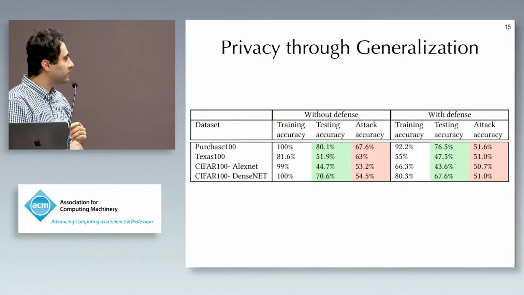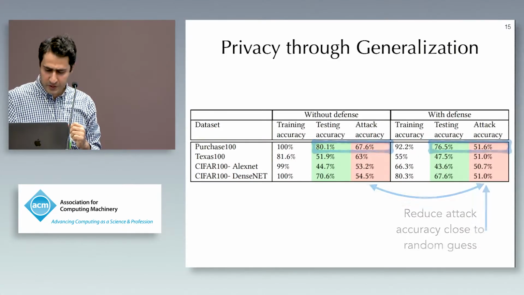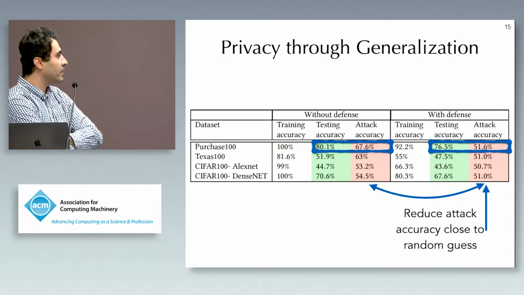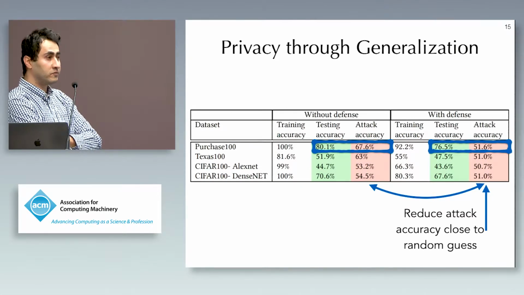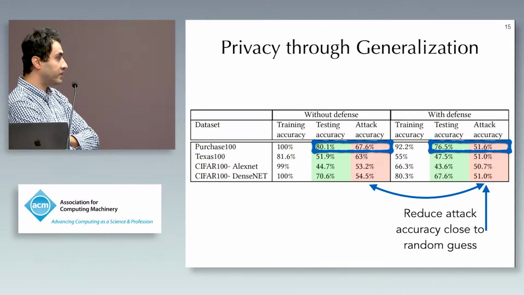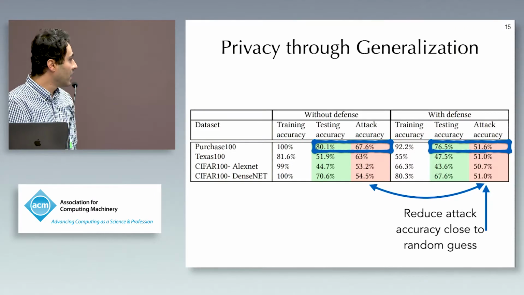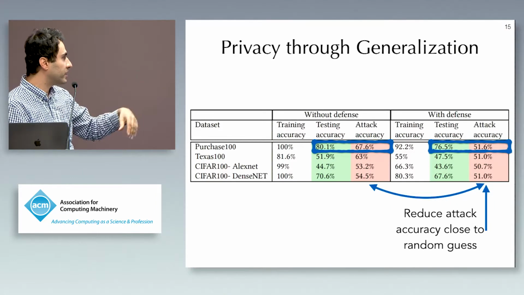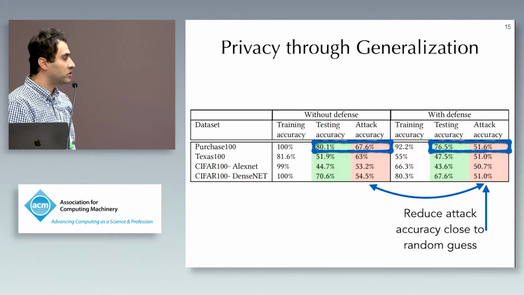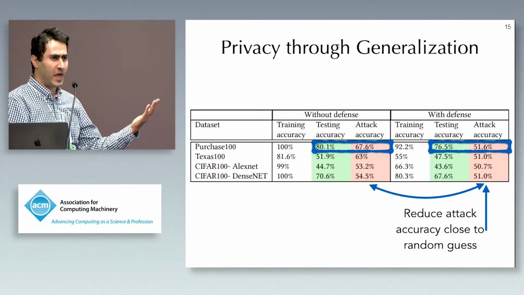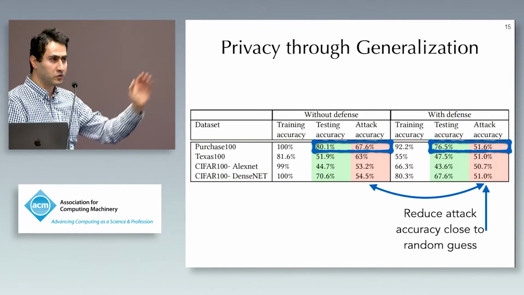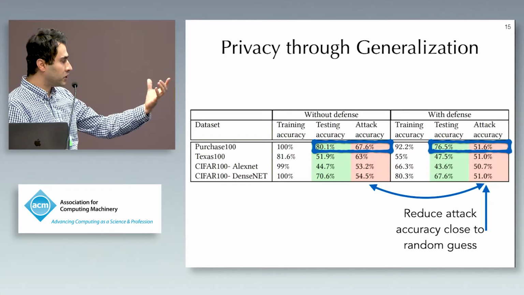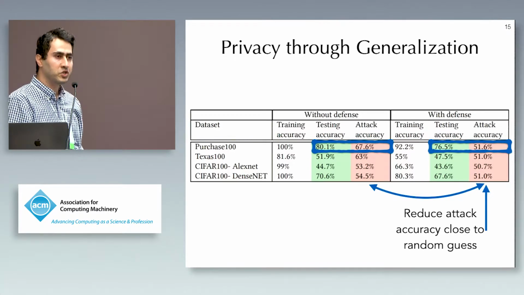All right, so let's look at some results. The first point here is that our model is able to provide membership privacy with very high degrees. For instance, for the purchase data set, using our min-max training compared to the regular training, we are reducing the accuracy of the membership inference attack from 67% to 51%. The best accuracy is 50%, which is random guess, so we're getting close to the random guess.